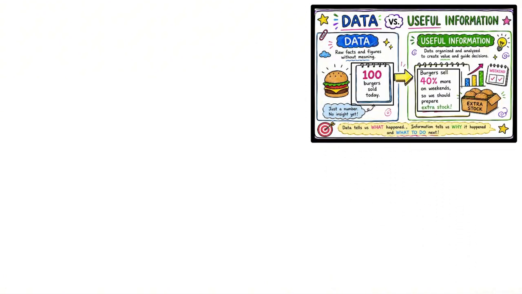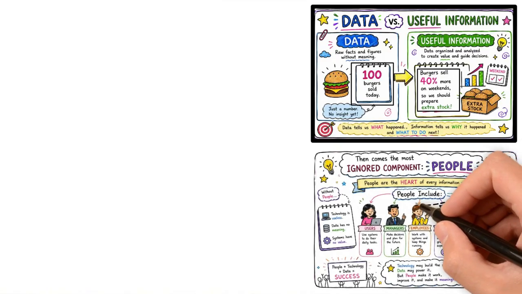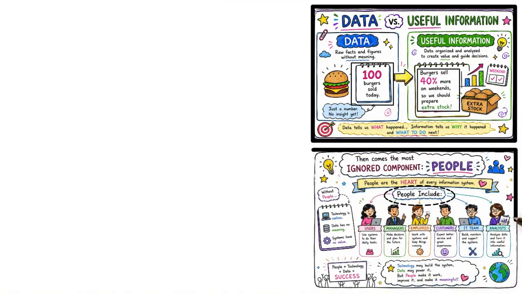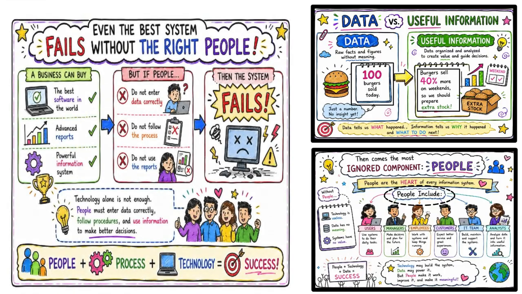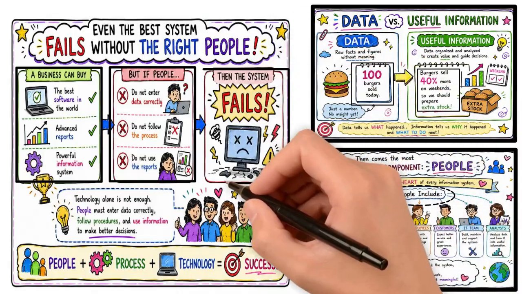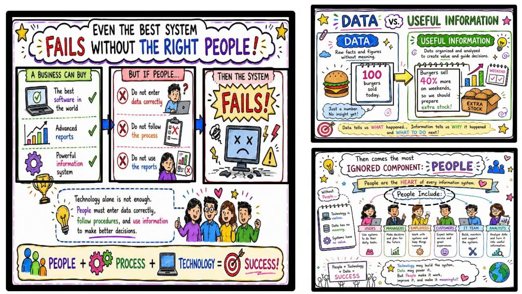Then comes the most ignored component, people. People are the users, managers, employees, customers, IT teams, analysts, and decision makers who interact with the system. A business can buy the best software in the world, but if people do not enter data correctly, follow the process, or use the reports, the system fails. That is why people are not outside the information system. They are part of it.